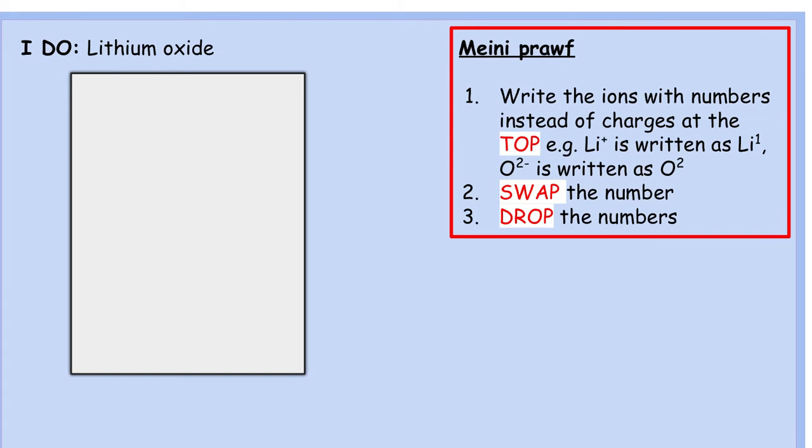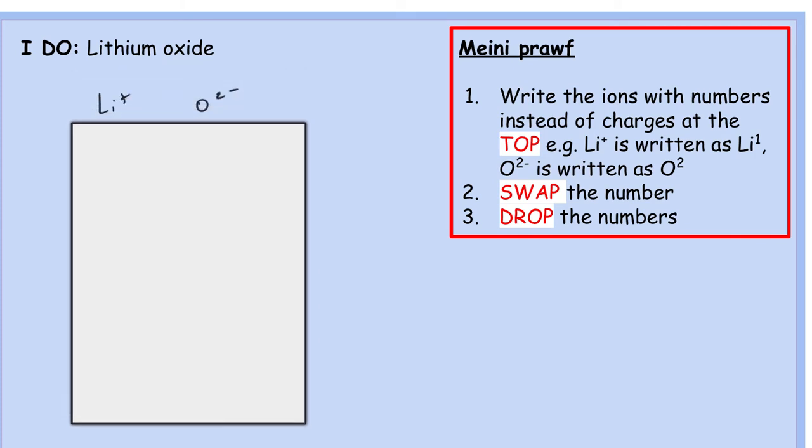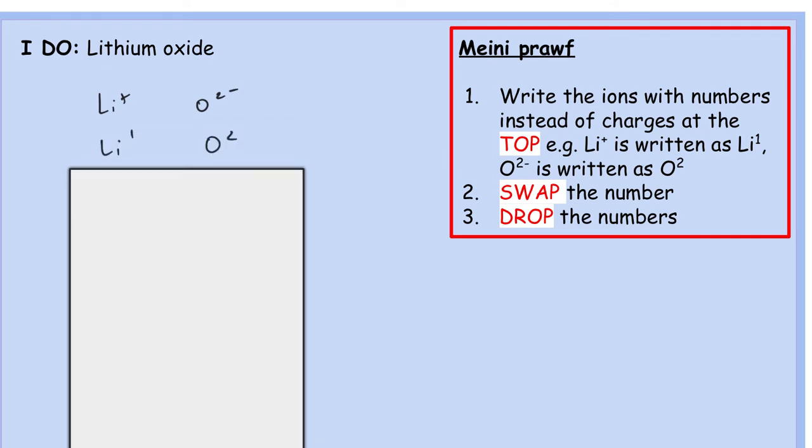Now we are going to look at some ionic formulas, so we're going to use the top, swap, drop. So we're going to do lithium oxide first, which I've got here. So the first stage is the top, in that instead of having pluses and minuses, I need only numbers. Remember that no number in the case of lithium here equals a 1, and I'm just going to delete the minus. So I'm going to end up with Li1O2.